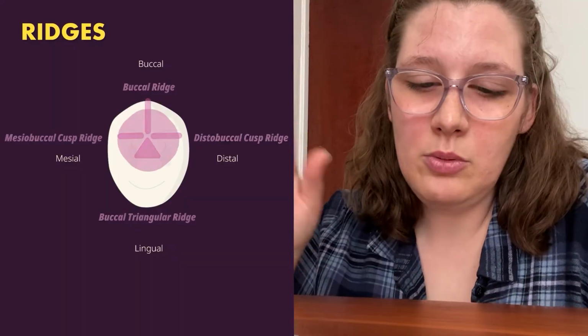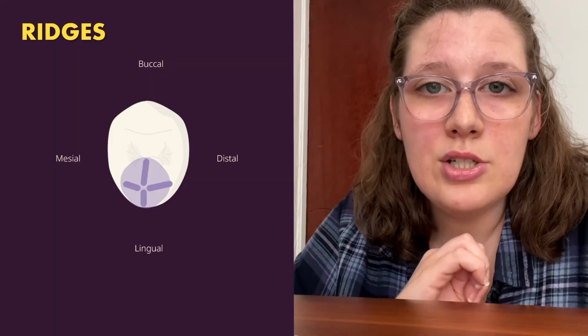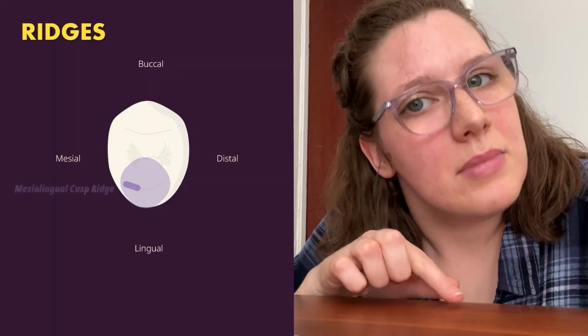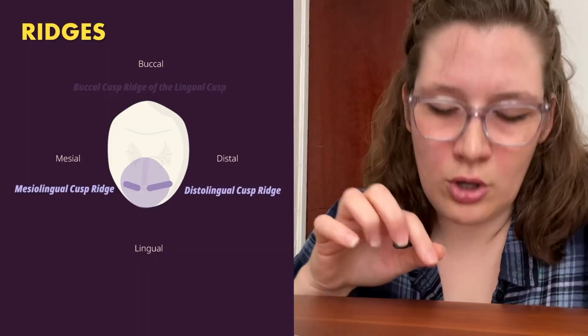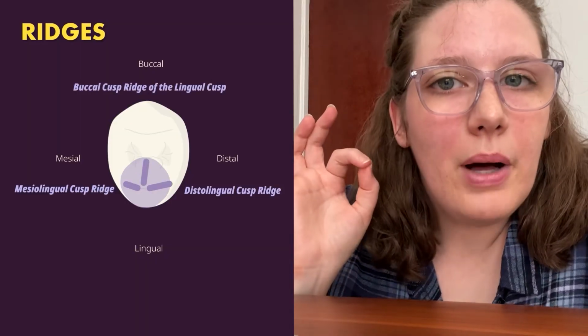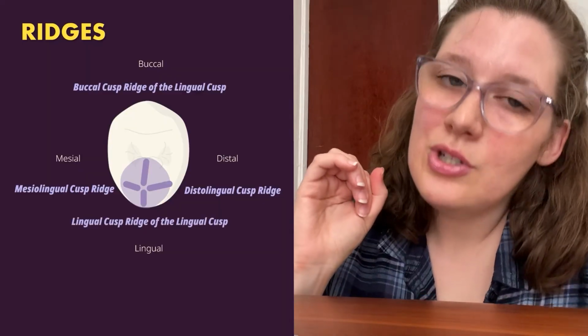Let's move on to the lingual cusp. Once again, our cusp is a pyramid or a compass. We have 4 ridges we got to name. Towards the mesial is the mesial lingual cusp ridge. Towards the distal is the distal lingual cusp ridge. Towards the buccal is the buccal cusp ridge of the lingual cusp. And towards the lingual is the lingual cusp ridge of our lingual cusp.